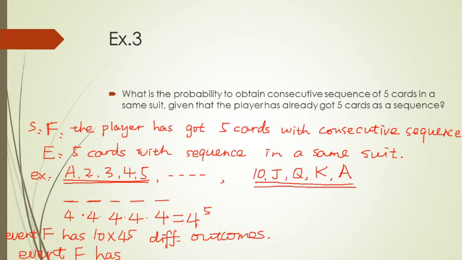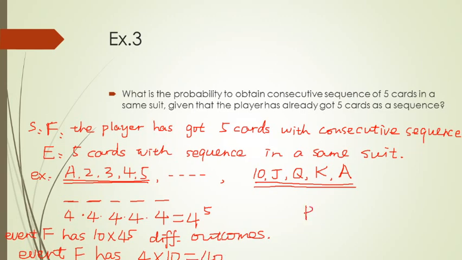So for the A, 2, 3, 4, 5, how many different outcomes do we have? You can have this sequence in diamond, in club, in heart, in spade. So for each sequence you have 4, right? You have 4 different outcomes in 4 different suits, and totally we have 10 different sequences you can have, right? So it's 40.